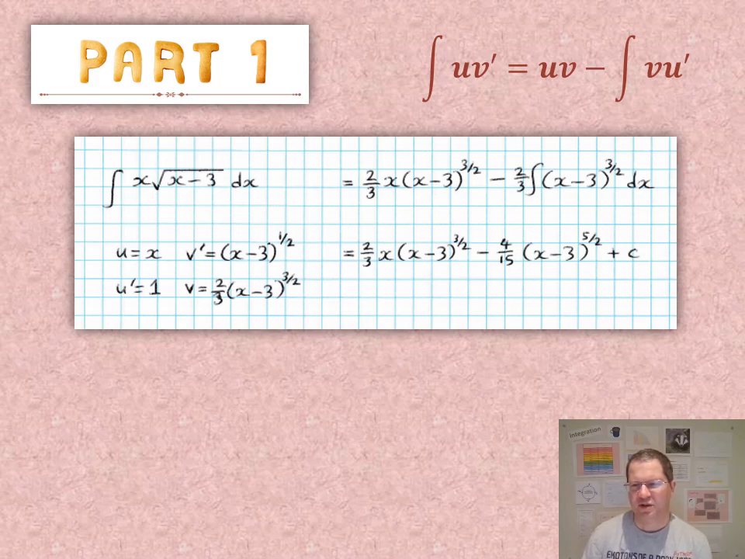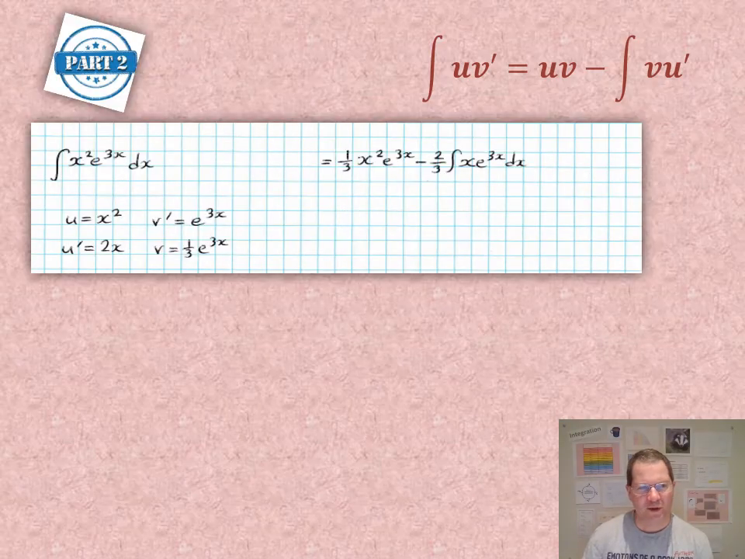Again, we would use integration by substitution for that, so we would add 1 to the index, i.e. 5 over 2, we would divide by that index, i.e. times by 2/5, and that's why we get 4/15, because that's 2/3 times 2/5. So the answer is 2/3 x minus 3 to the power 3 over 2, minus 4/15 of x minus 3 to the power 5 over 2, plus c.